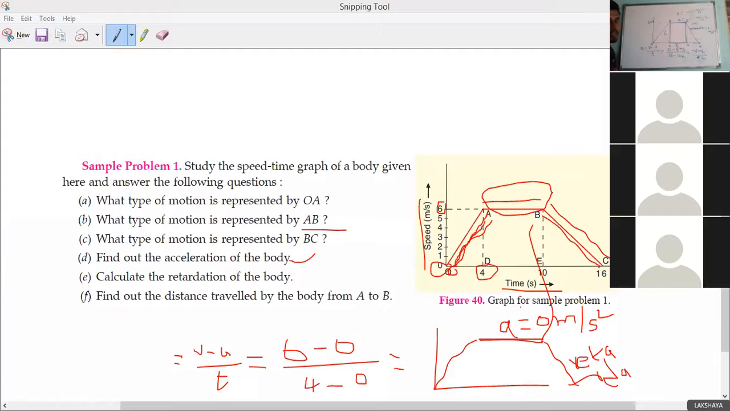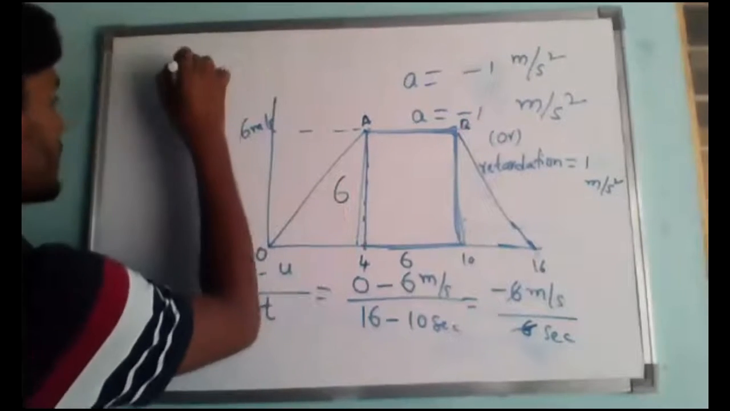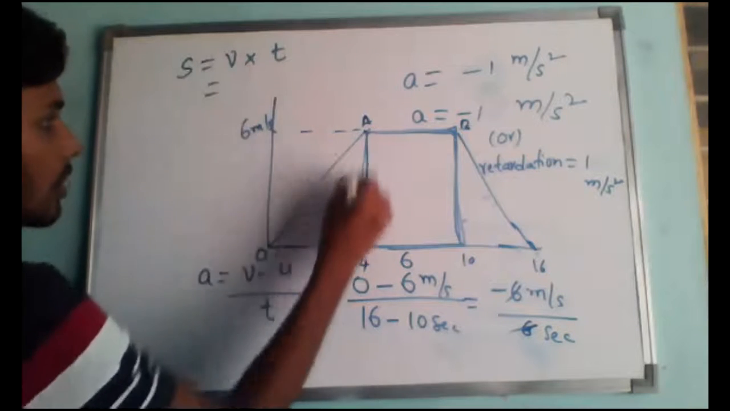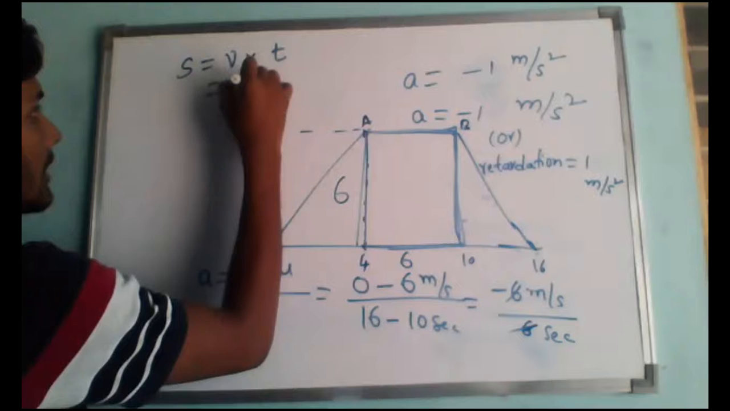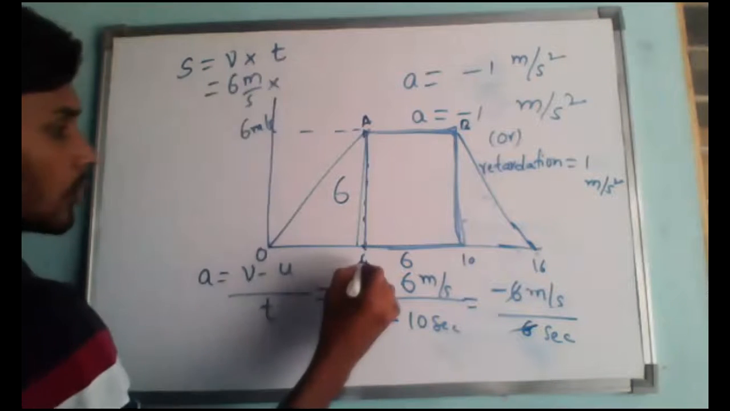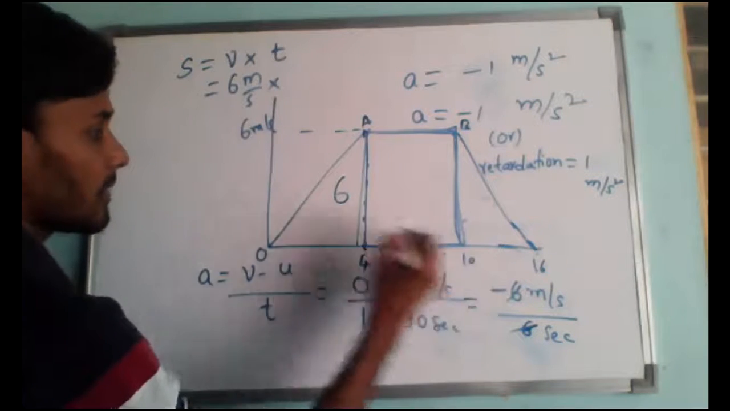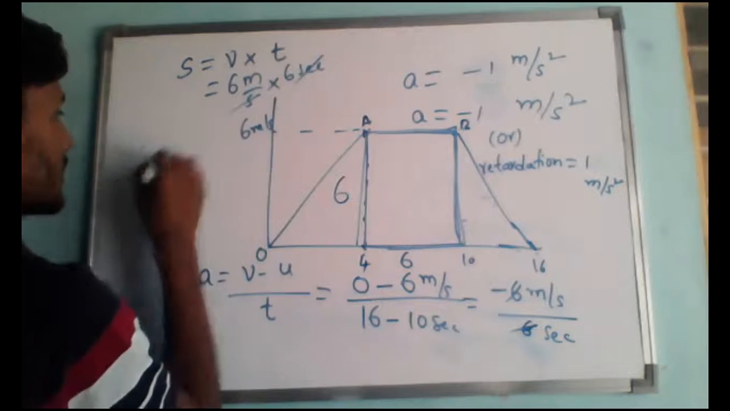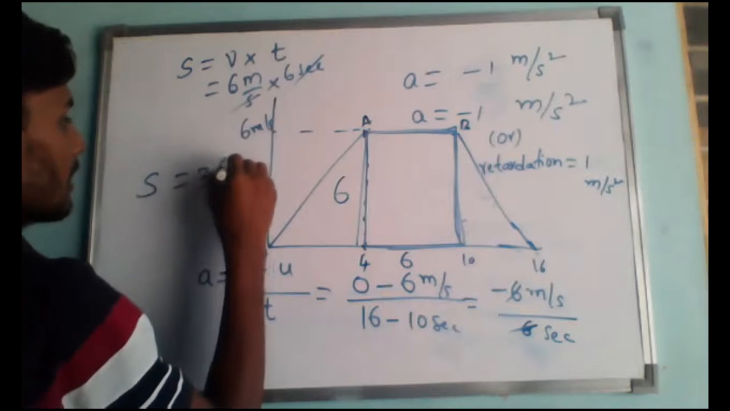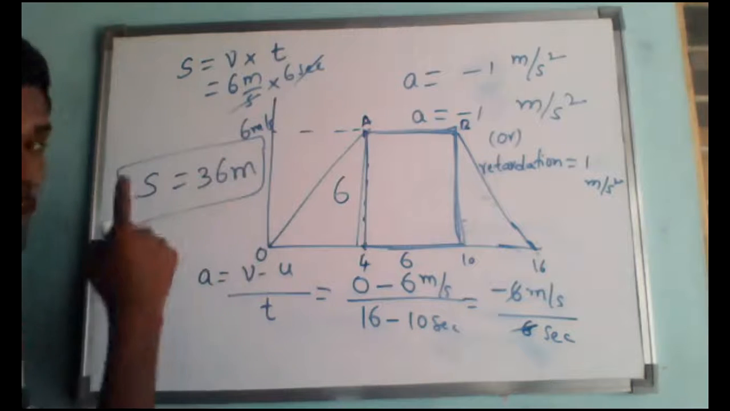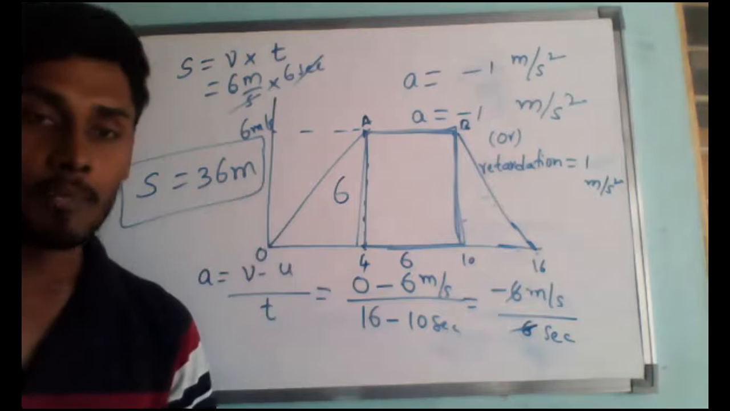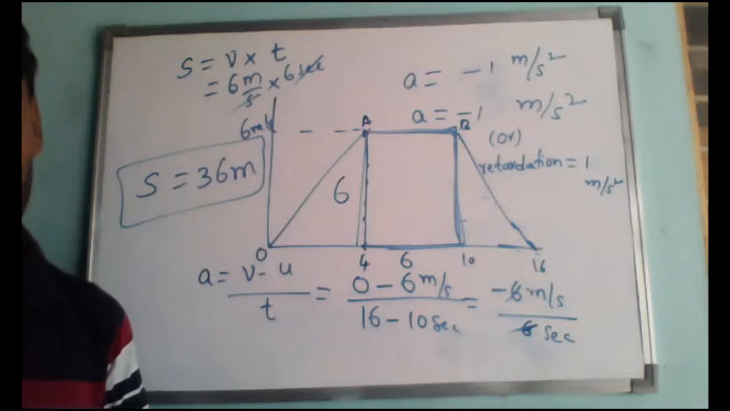Distance traveled is equal to what? From A to B, if you observe, distance traveled equals what is the formula? Speed into time. So speed is equal to how much? Speed is equal to 6 meter per second into time, 4 to 10 means 6 seconds. So second will get cancelled, which is equal to the distance traveled is equal to 6 sixes are 36 meters. If you are getting this answer, you are correct. Do it, all of you. Distance traveled is equal to 36 meters. You understand or not?